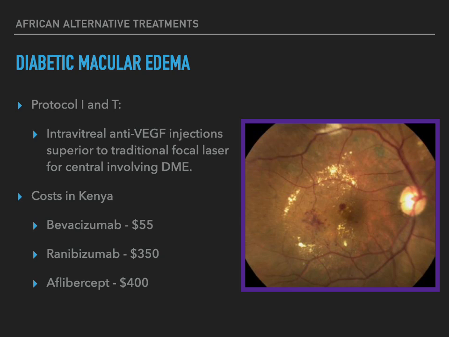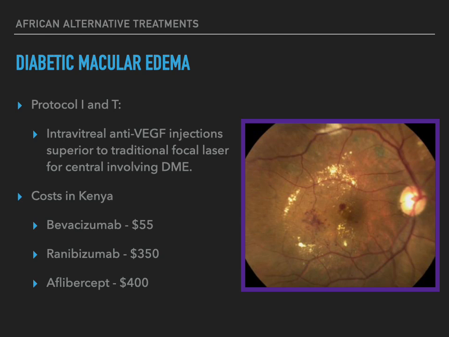Let's move on. The next disease is diabetic macular edema. We know from protocols I and T that intravitreal anti-VEGF injections are superior to traditional focal laser for central involving DME. But here is the problem. Look at the cost of these agents in Kenya. Avastin is $55, ranibizumab $350, and aflibercept is $400.